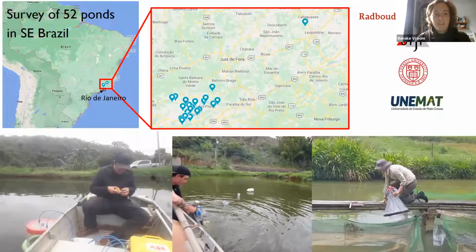So my name is Renske, and last year we conducted a survey of 52 fish ponds in Southeast Brazil. This was a collaboration between Brazilian universities, a collaborator in the US, and Radboud University in the Netherlands. So this study took place in Southeast Brazil, and in all these fish ponds, we measured greenhouse gas emissions. We did that using floating chambers to measure the diffusive emissions, and we also installed these bubble traps to assess ebullitive emissions.